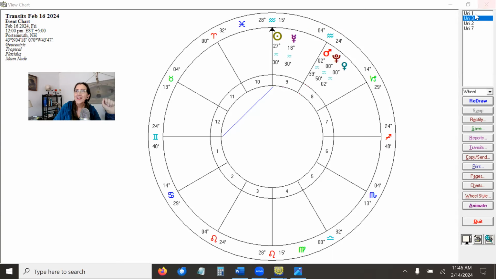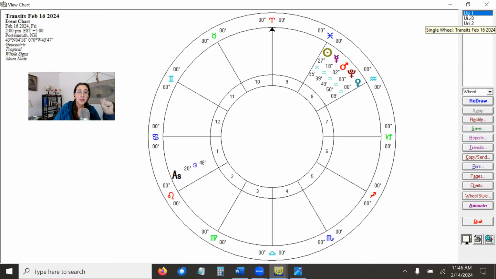Now, this is what it looks like if we're using, let me see which system is here. This one is the whole sign houses. I'll show you the ascendant is entered in. The ascendant is entered in.